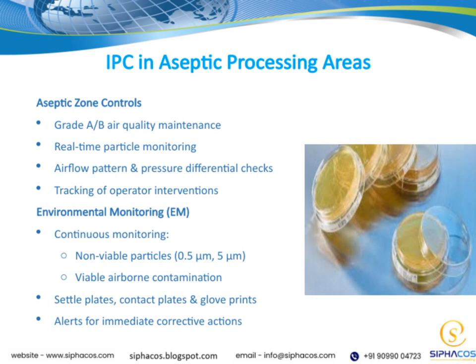Moving on to environmental monitoring, or EM, we have continuous monitoring systems in place. These systems track non-viable particles, like those 0.5 and 5 micrometers in size, as well as viable airborne contamination, which includes actual microorganisms. To complement this, we also use settle plates, contact plates, and glove prints to catch any contamination that might settle or come into contact with surfaces. And importantly, we have alert systems set up to trigger immediate corrective actions whenever contamination levels exceed acceptable limits.